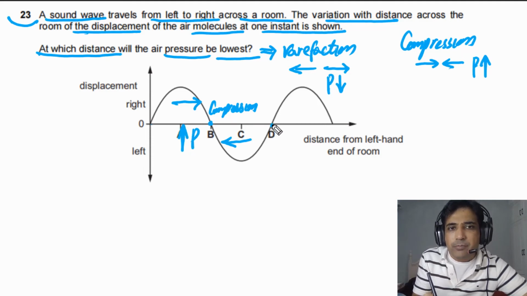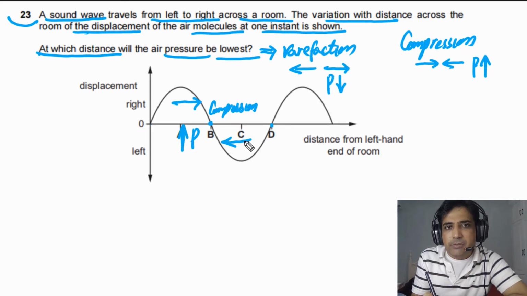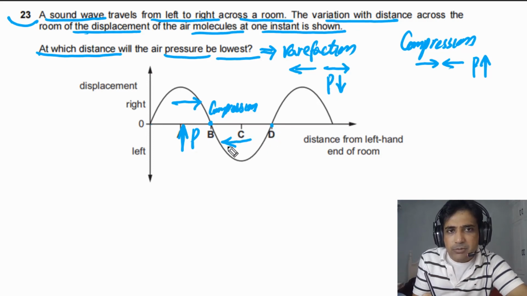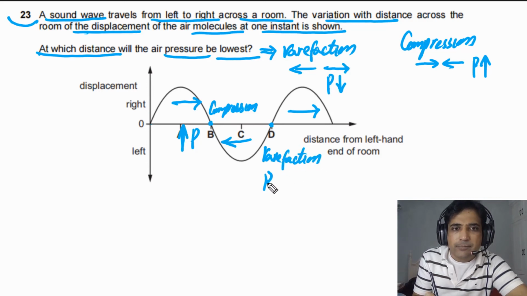Now if you look at point D, these particles have negative displacement, they're moving to the left, and the particles here are moving to the right. So at this point there will be rarefaction. So here is rarefaction. It simply means that the value of P will be the lowest. And the question is asking us to find the distance where the value of P is the lowest. So the P is lowest at point D. So D is the answer for this question.